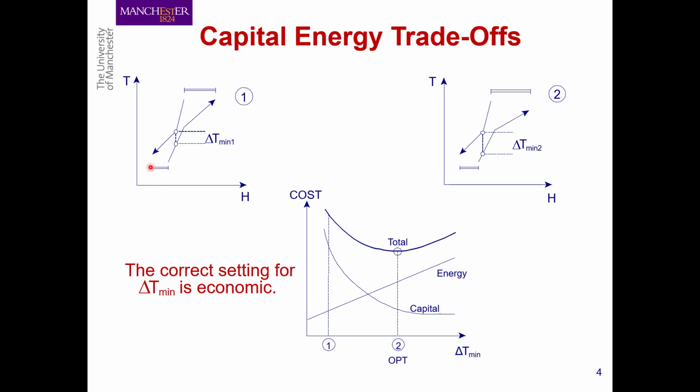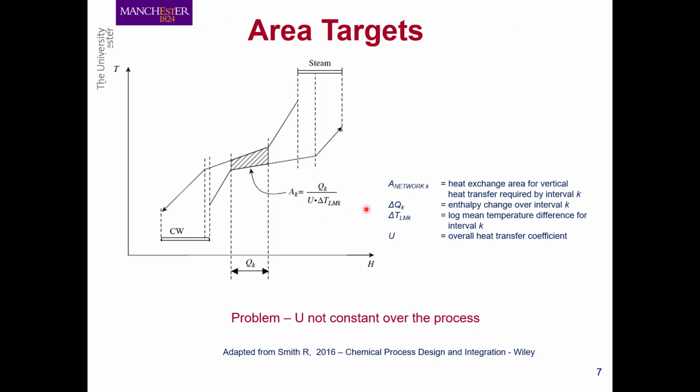So by looking at the composite curve in terms of its energy demand, we can calculate the energy targets. But at the same time, by looking at the area of heat exchanger in terms of the overlap between a hot composite curve and a cold composite curve, we can get the necessary information in terms of area target of the process. So let's talk about the area targeting a little bit more in detail.